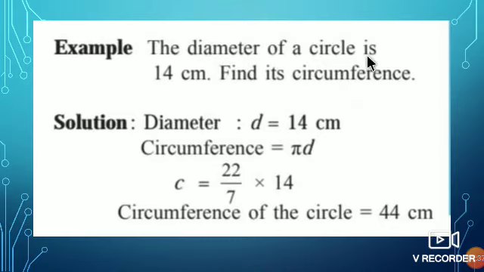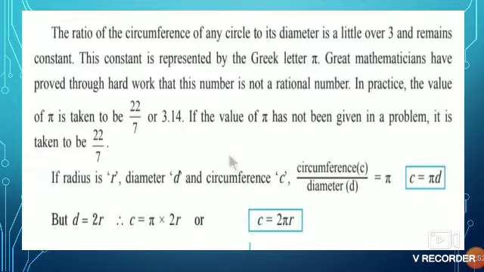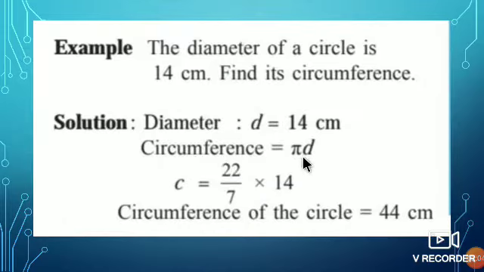The diameter of the circle is 14 centimeter. Find its circumference. Here diameter is 14 centimeter and the formula is 2 pi r. We have learnt here, no? 2 pi r. So 2r means diameter. If you write 2r pi, this 2r means the diameter. So directly here you can take the formula as pi d also, if in the example diameter is given. If radius is given, you have to take the formula 2 pi r, and if diameter is given, pi d.